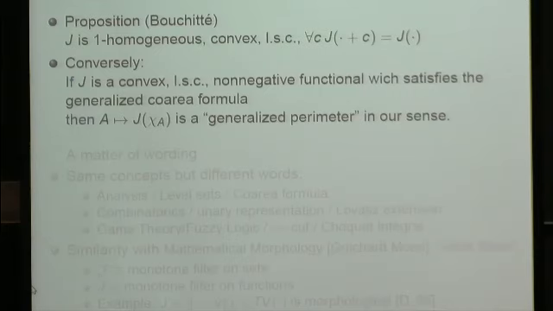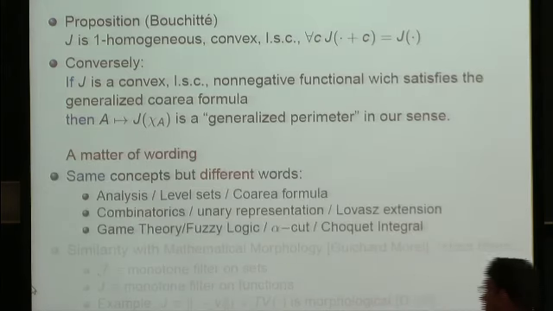So you get back the standard properties of TV. Now, if you give me a total variation, then I can associate a perimeter. Essentially, you compute the total variation of the characteristic function of your set, and that defines the perimeter. So you can go back and forth.